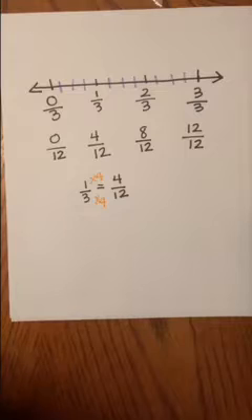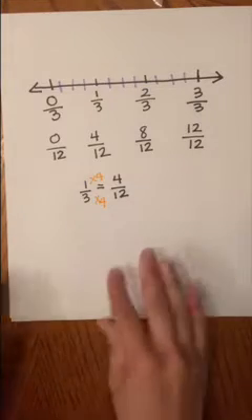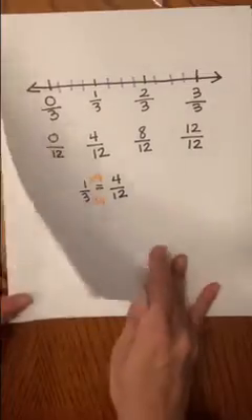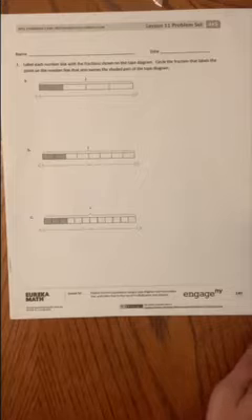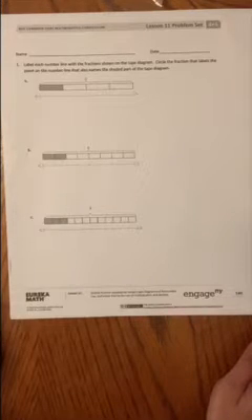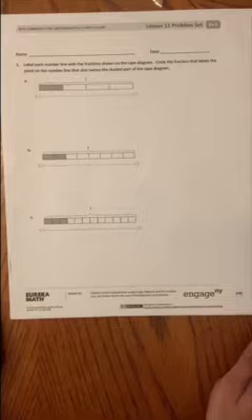Okay, let's move on and see what our problem set looks like today. So it says, label each number line with the fractions shown on the tape diagram. Circle the fraction that labels the point on the number line that also names the shaded part of the tape diagram. Okay.